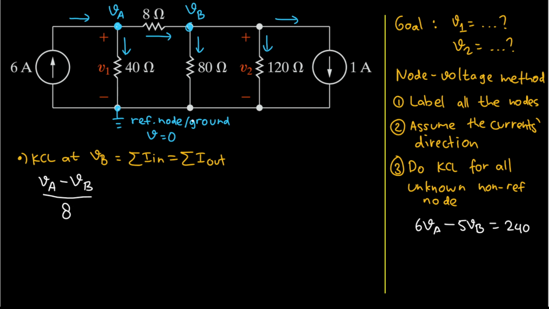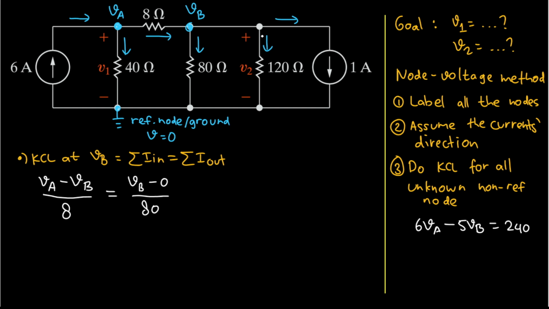And then here we will have the current that goes out, 1, 2, and 3. For this one, I will have VB, where the current comes from, and then the current goes to the ground, so I will have minus 0 here. This is voltage, so to get current, we divide it by this. So I will have 80 in the denominator.